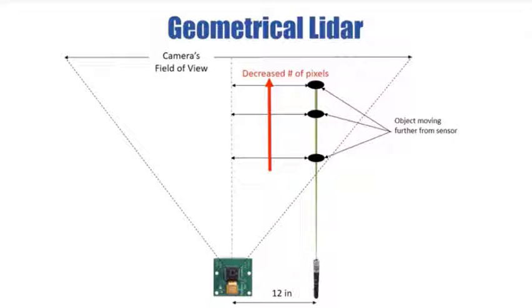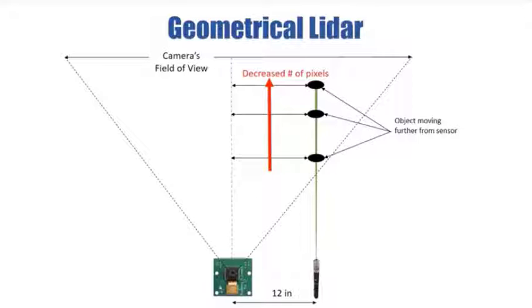This system uses a geometrical lidar technique that relies on the distance between the camera and the line laser. The line laser reflects off of the object, and the center of this line can be seen in the camera's field of view and identified using color masking in OpenCV. As the object moves further away from the camera and laser setup, the reflective light moves closer to the center of the camera's field of view.